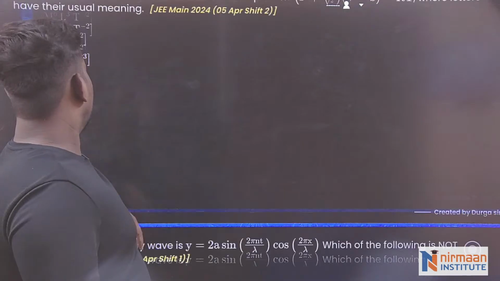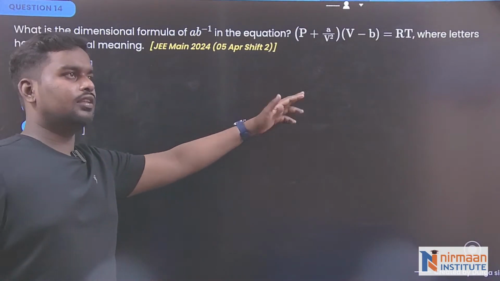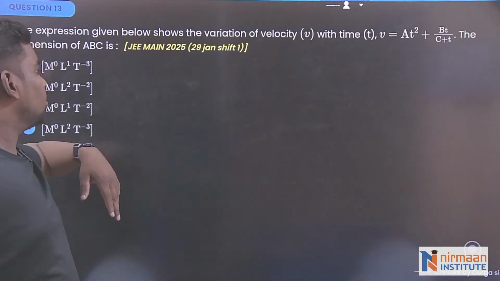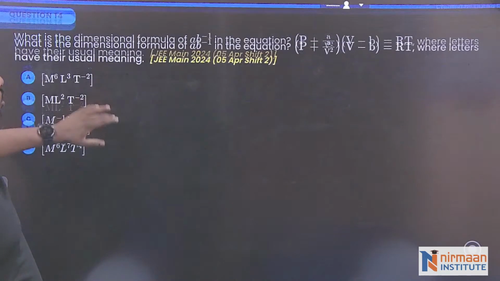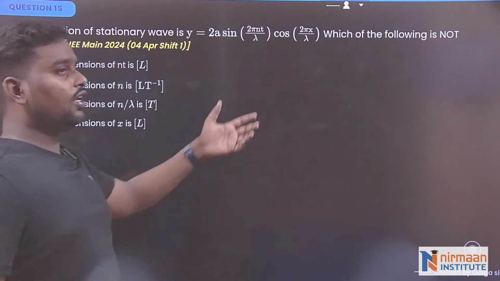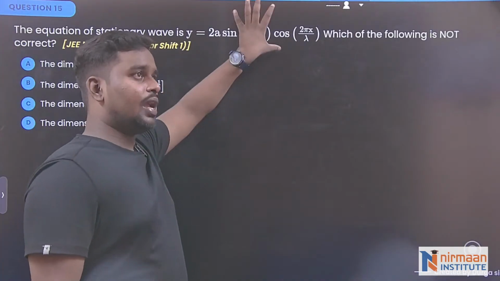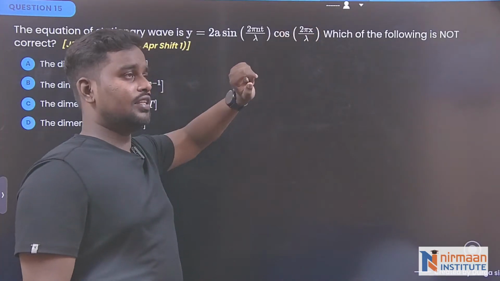This also I solved. This question I already solved, so it's already solved. Only 2 questions remain, this and this. I gave some hint over there. See, whatever is inside the sine has no dimension, so everything is dimensionless.